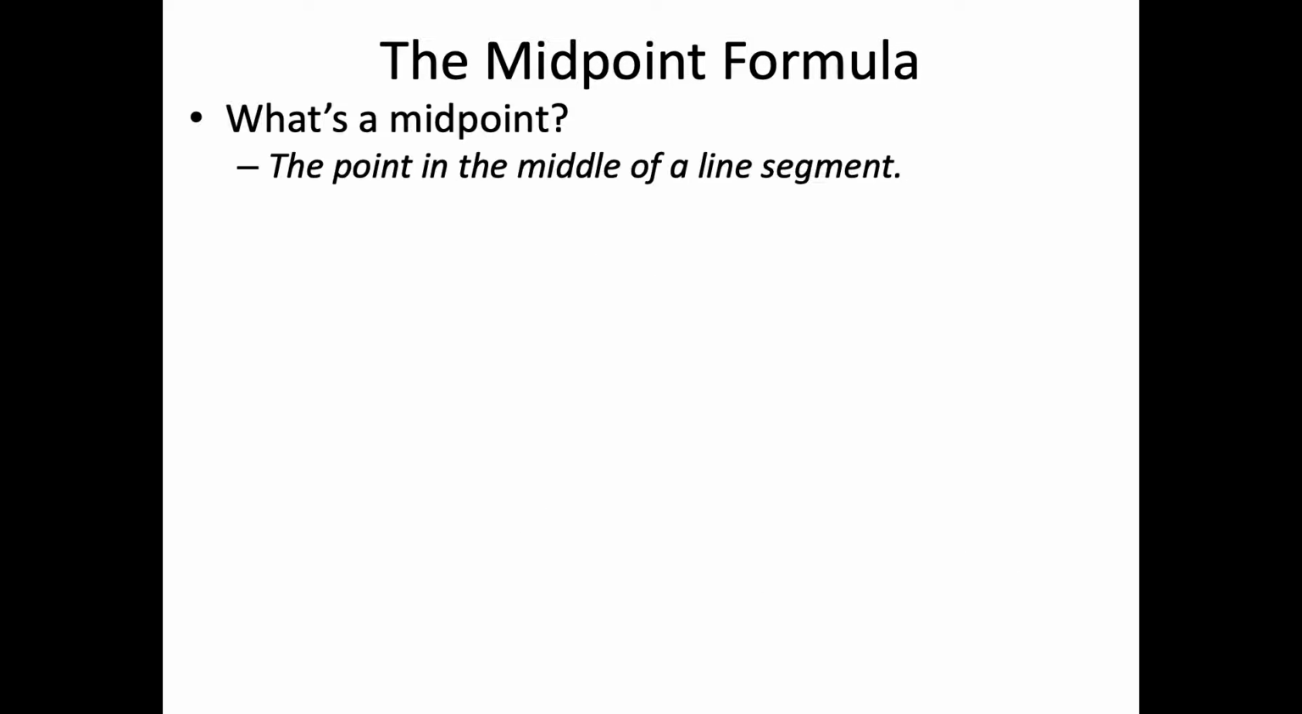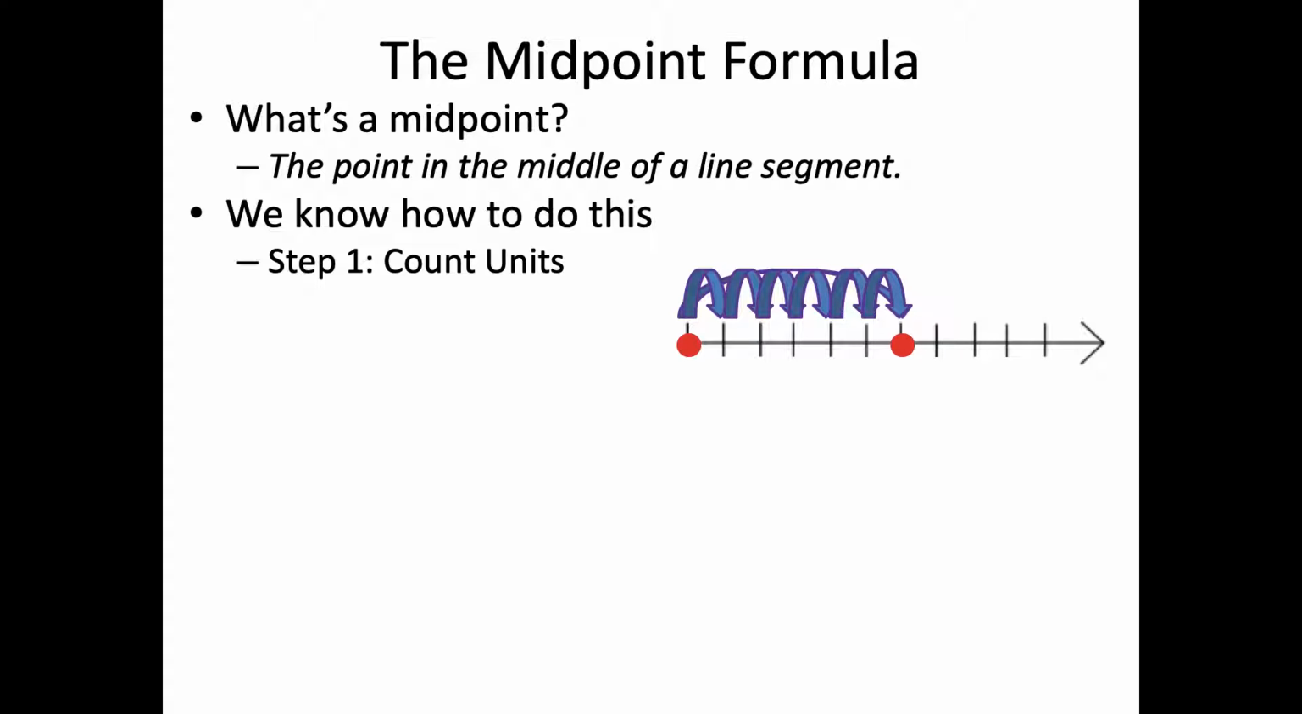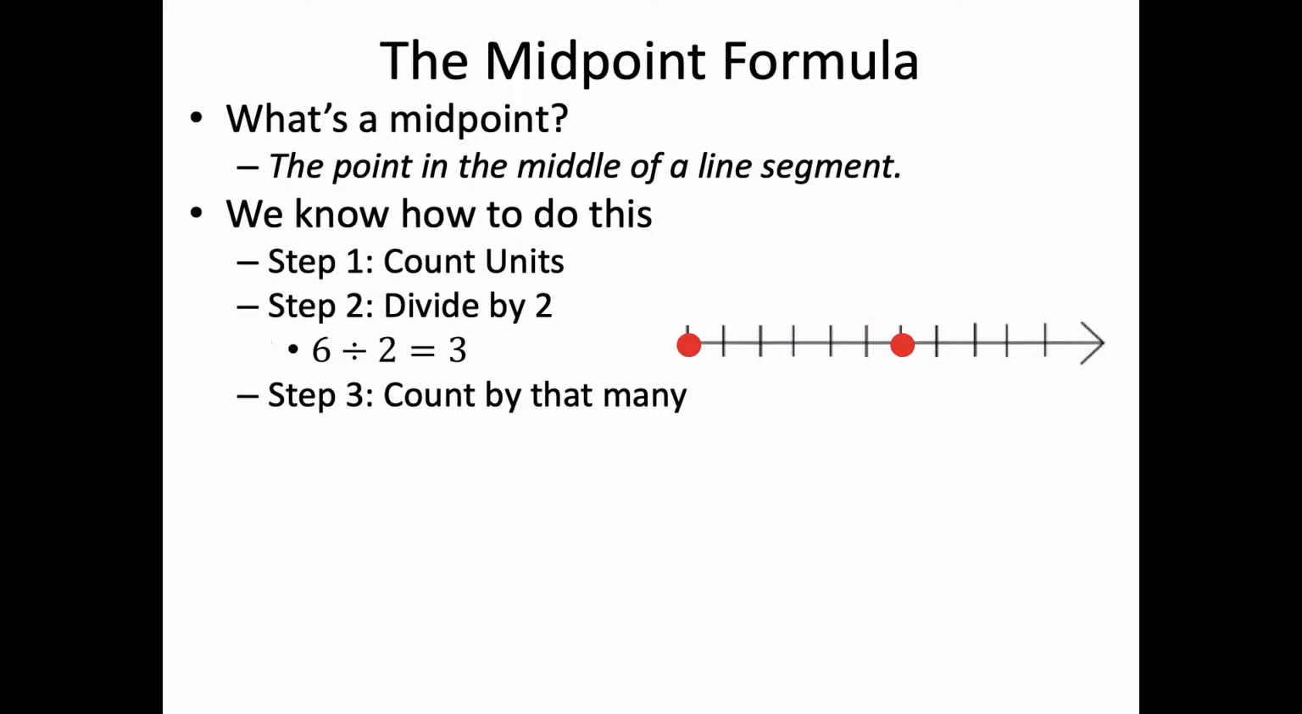Okay, so we're going to start with what is the midpoint? It's the point in the middle of the line segment. You guys know that. We've done that before. And we know how to do this, right? If I just have 2 points and I said find the one in the middle, what you guys would do is you'd count how far the whole thing is. That's 1, 2, 3, 4, 5, 6 units. And then you'd figure out, well, what's half of 6? It would be 3. So now we just count by 3. 1, 2, 3. There's my midpoint. It's the one in the middle. I went 3 this way, or I go 3 the other way.